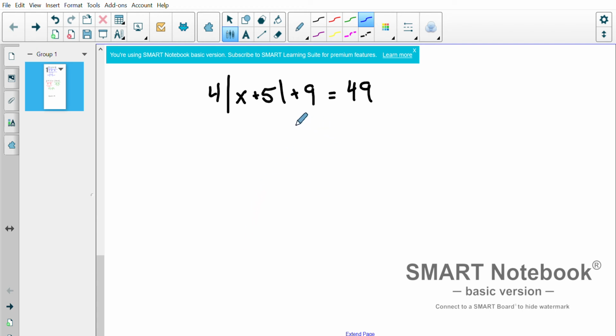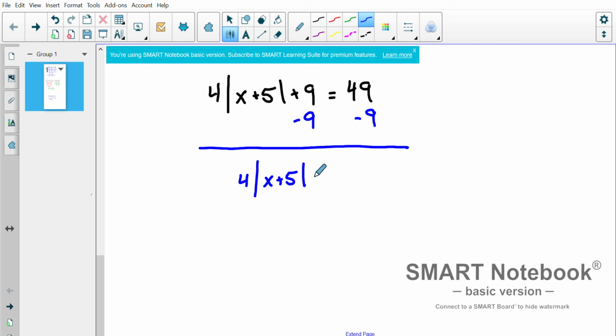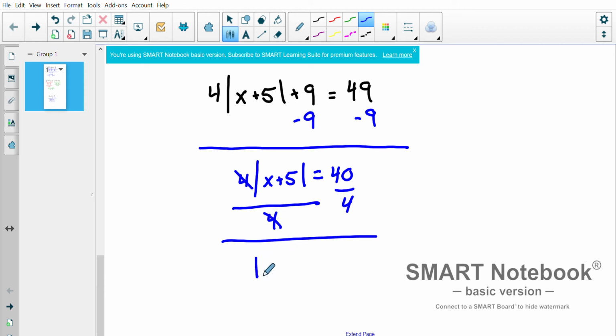As we start this one, we have to get rid of everything on the outside first, and by outside, I mean outside the absolute value symbols. So we're going to subtract 9 from both sides. That'll give me 4 times the absolute value of x plus 5 is equal to 40. Now I still have to get rid of this 4 on the outside, so we divide both sides by 4. This will give me the absolute value of x plus 5 is equal to 10.